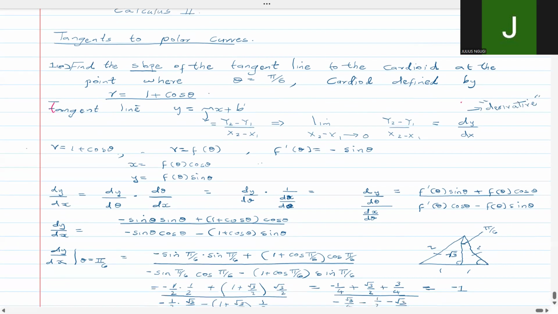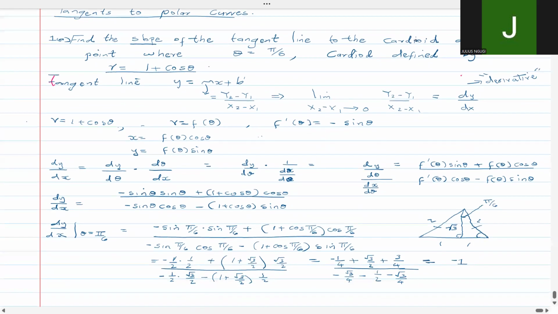So we were finding the derivative, and we have the equation r equals 1 plus cosine of theta. And r now is a function of theta. And then we have x equals f of theta cosine of theta, and y equals f of theta sine of theta. This is the polar representation of x and y coordinates. So to find the slope, we will find dy/dx, which is dy/d theta times d theta/dx.